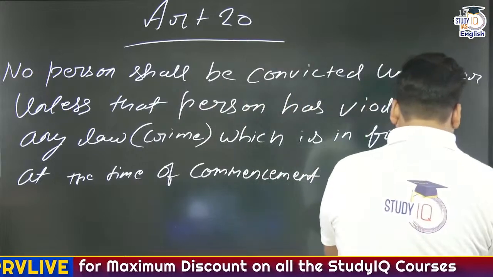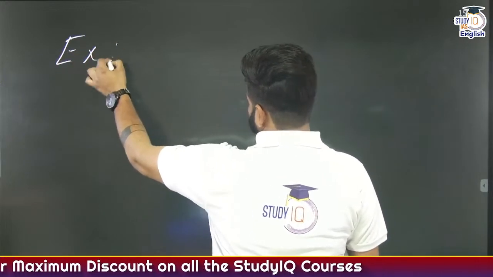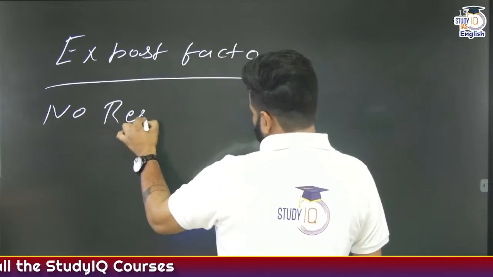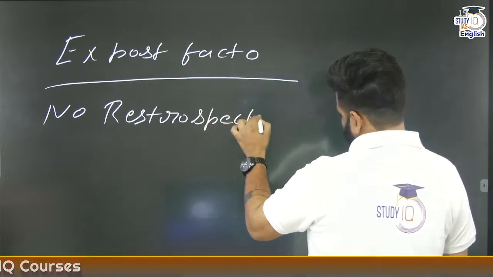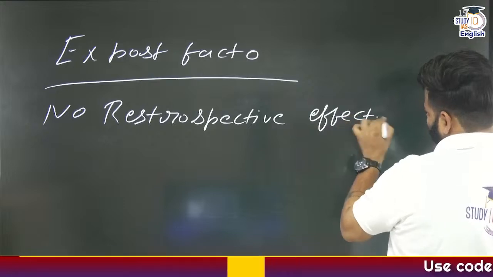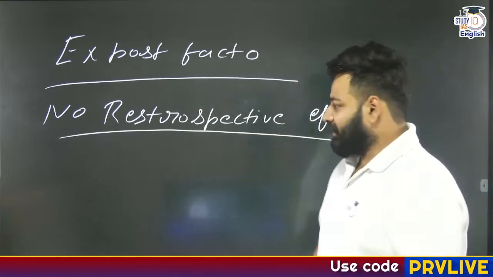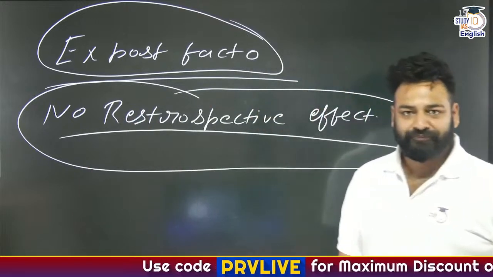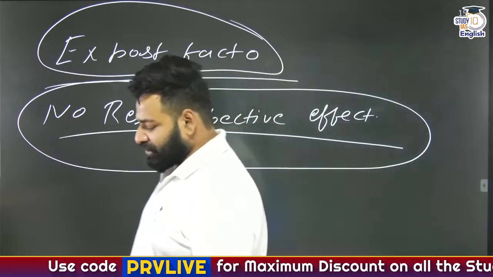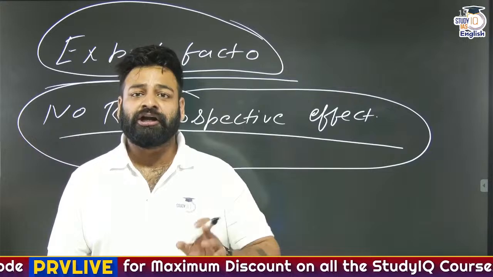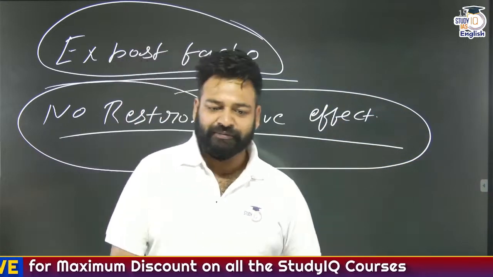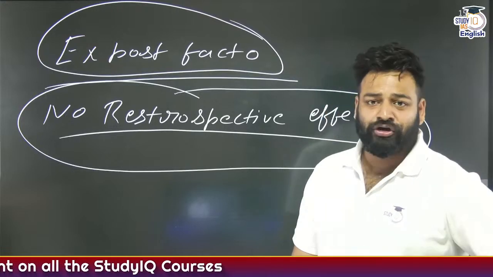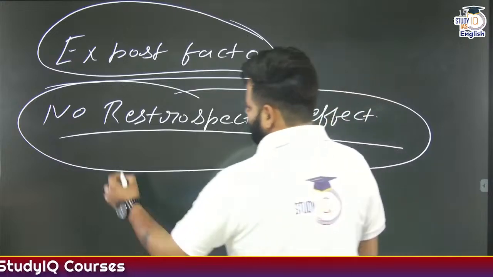This is known as ex post facto law, or simply speaking, no retrospective effect. Retrospective effect is coming into effect from a back date. So there is no ex post facto effect. A person will be punished for the violation of a law which is in force today, not a law which will be created tomorrow. Please make this very clear in your notes if you are making them. I'm sure you are. So no ex post facto law or retrospective effect is applicable to criminal laws.